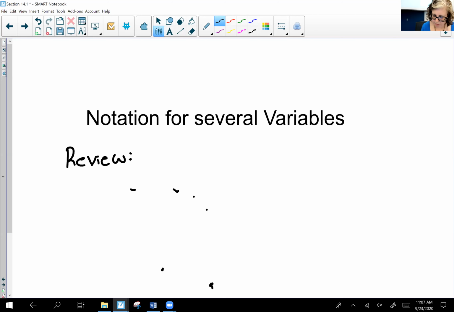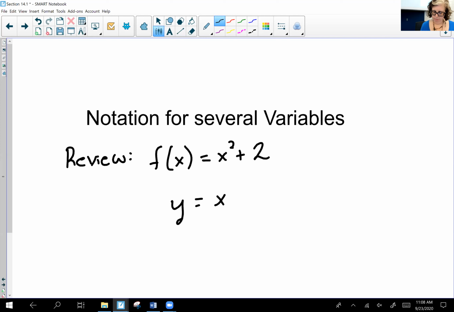If you remember, we would write things like f of x equals x squared plus 2, or we might write the fact that y equals x squared plus 2. And these were both what? These were both one variable scenarios, and that's really all we've worked with all this time.